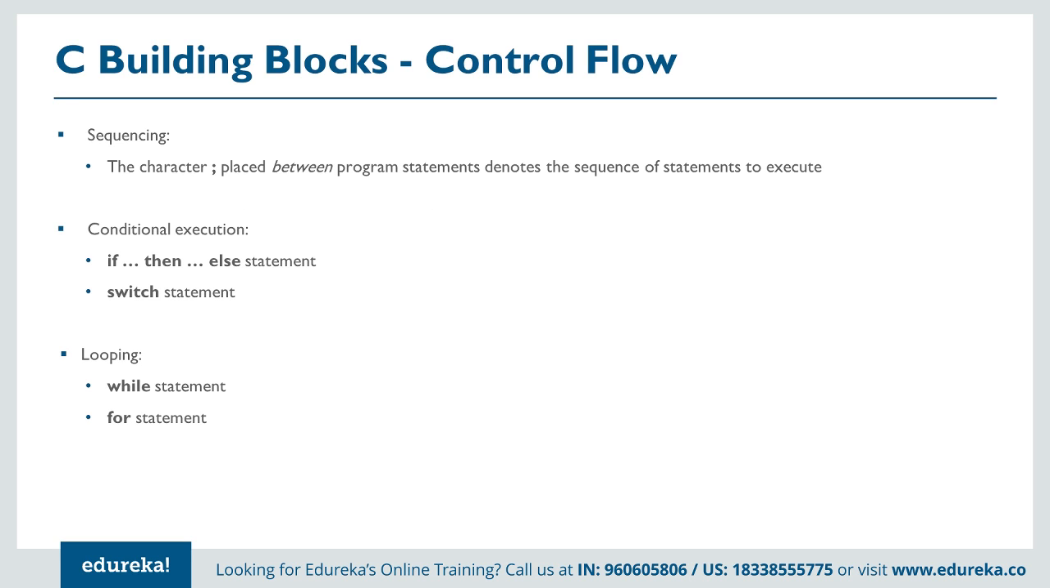Next, the sequencing. We know that the character semicolon placed between program statements denotes the sequencing of the statements. We saw that, right? There are a few control flow statements in C, which are found in every language, but these are the most basic ones I'm presenting here. If-then-else says that if a condition is met, you have to execute a set of statements. And if the condition is false, then you can go and execute an else part. A switch statement gives you an option of going to multiple choices. For instance, if you have a multiple choice question, you will say A, B, C, D, and E.